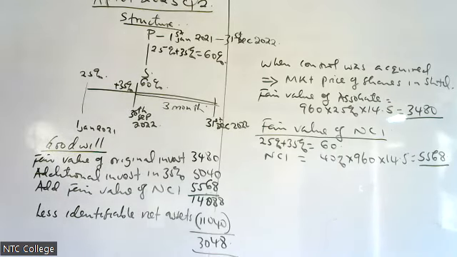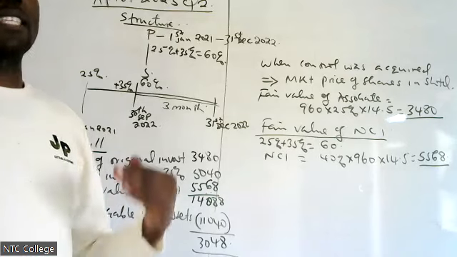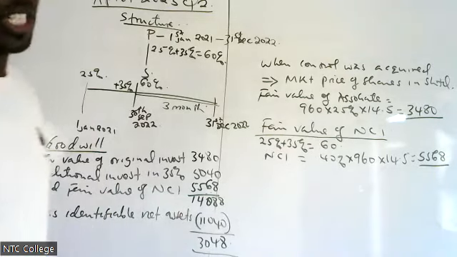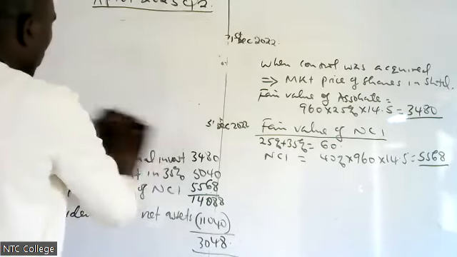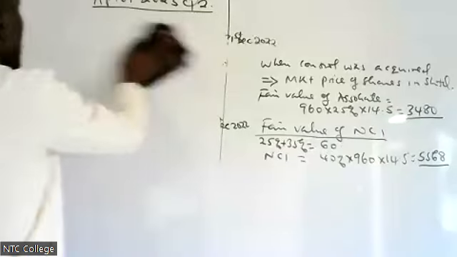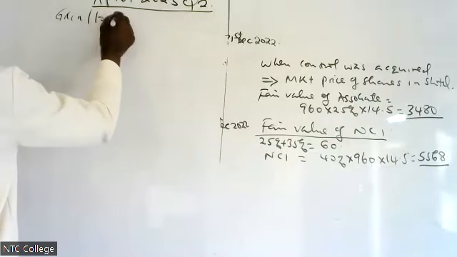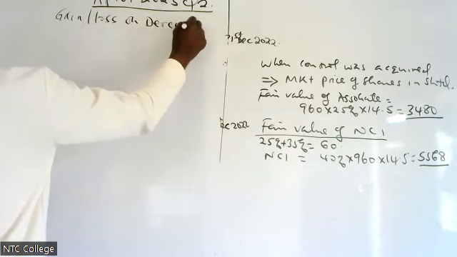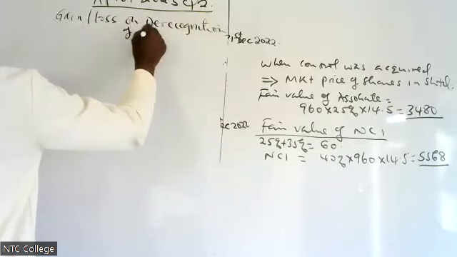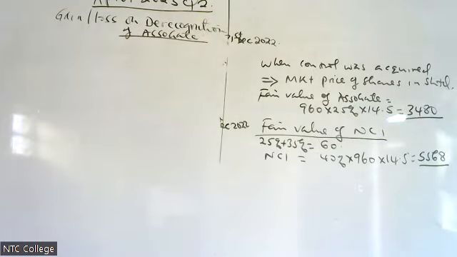You say you are okay, thank you very much. Now, that is the goodwill, 3048. Now, because we did recognize associate, we need to check if there is any gain or loss on the recognition. Before we do the income statement, let's see if there is any gain or loss on the recognition of associates.